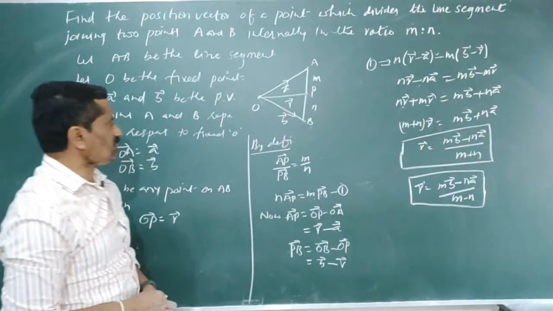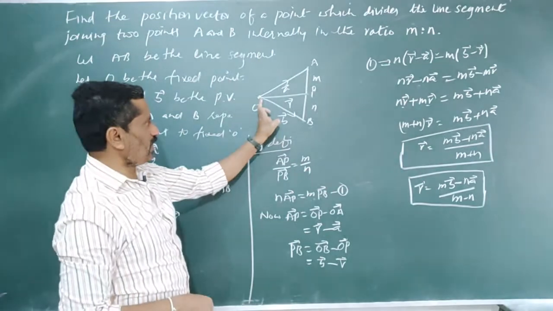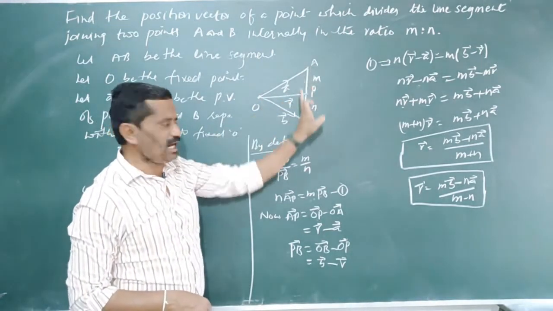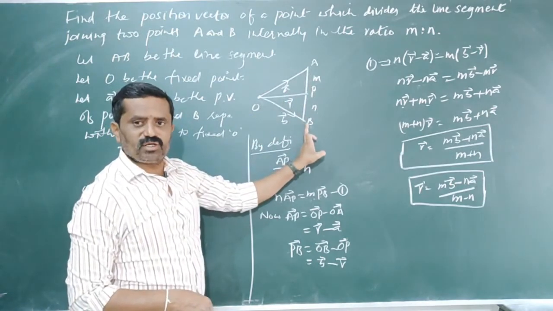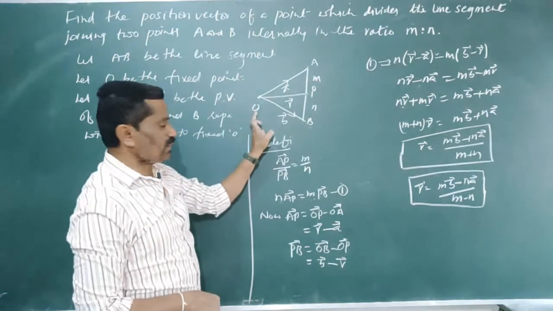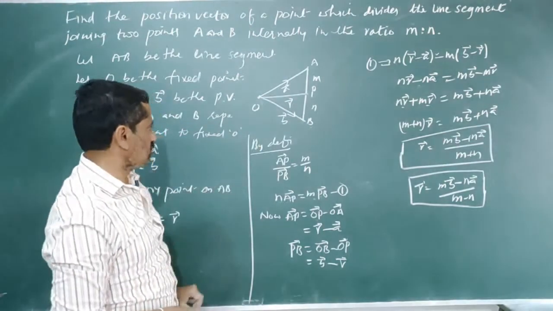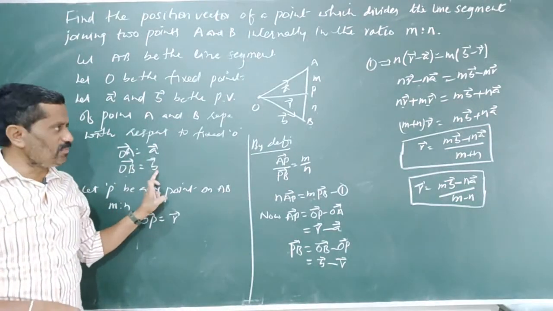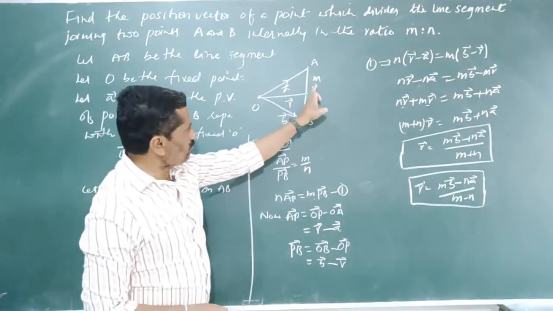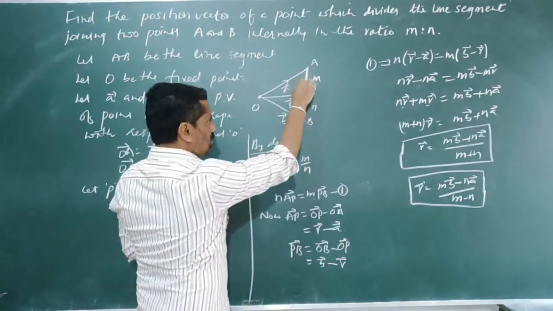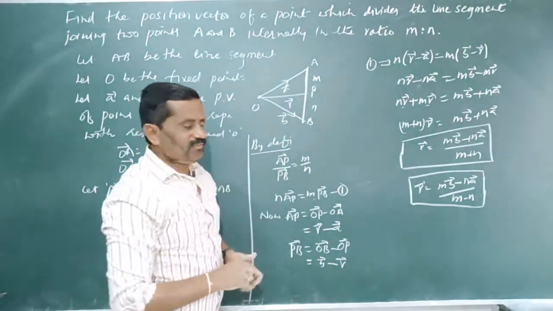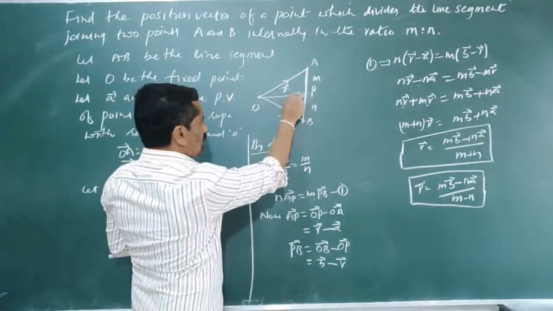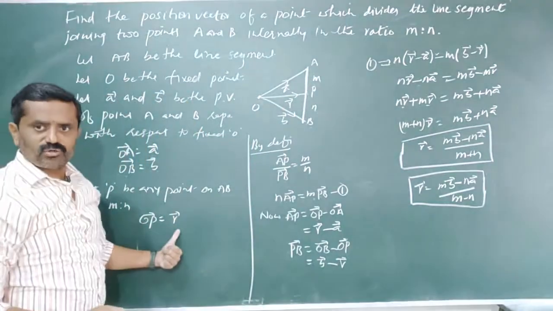Again children, let O be a fixed point. Let A bar and B bar be the position vectors of points A and B respectively with respect to the fixed point O. Then OA bar is equal to A bar and OB bar is equal to B bar. Again, let P be any point on the line segment which divides the line in the ratio m is to n and whose position vector is r bar, that is OP bar is equal to r bar.